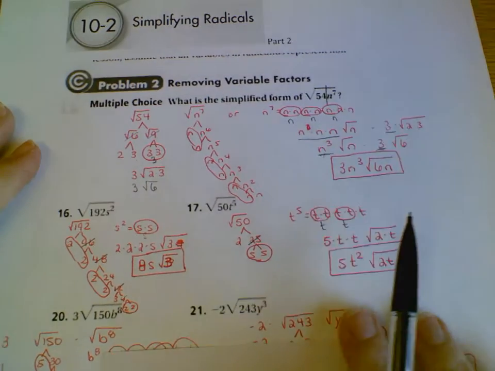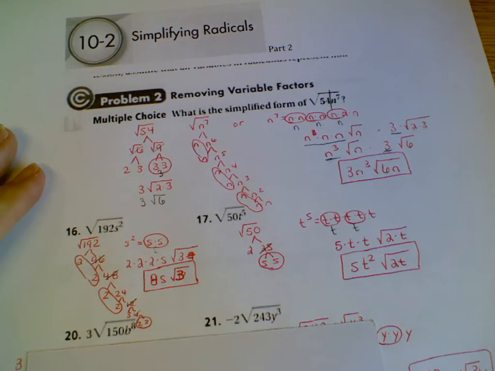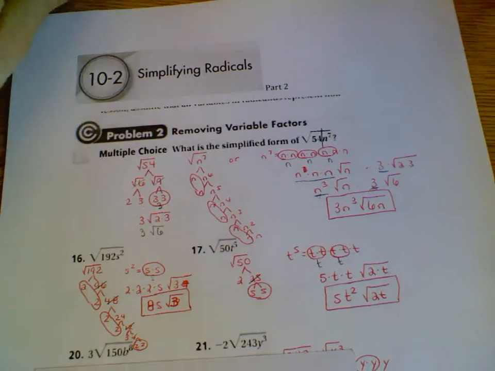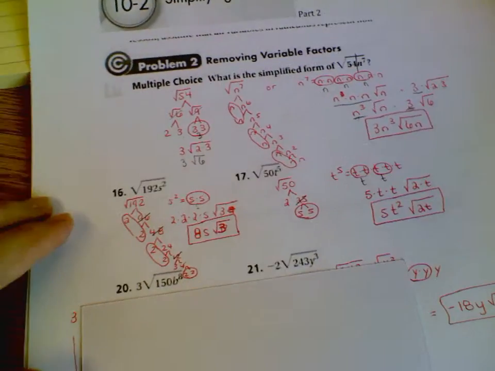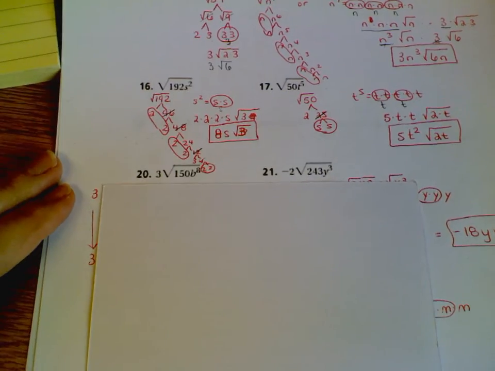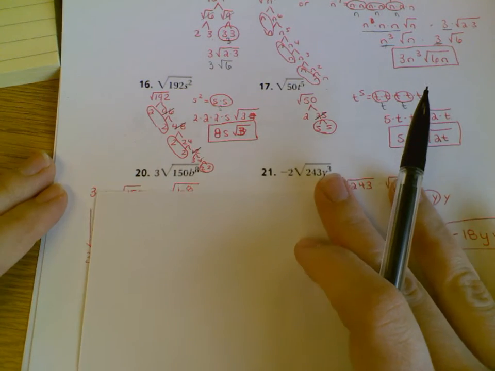Okay, let's try another one here. So what happens if they just put a number in front? Well, we already know what to do with that. You still do the exact same thing, but then at the end we need to come back and multiply by the 3 with its like terms.